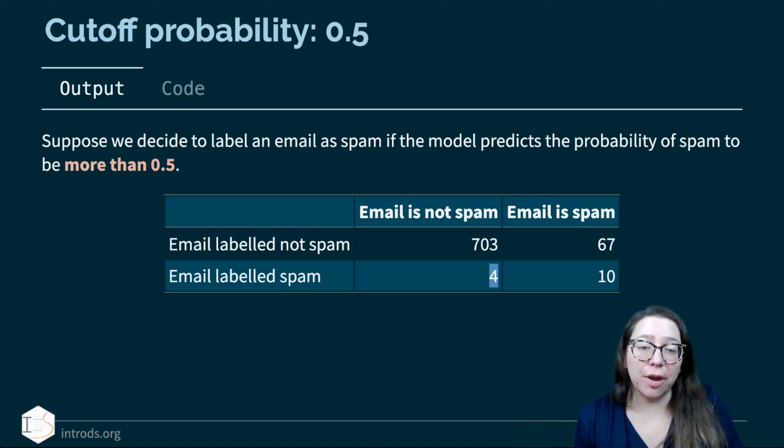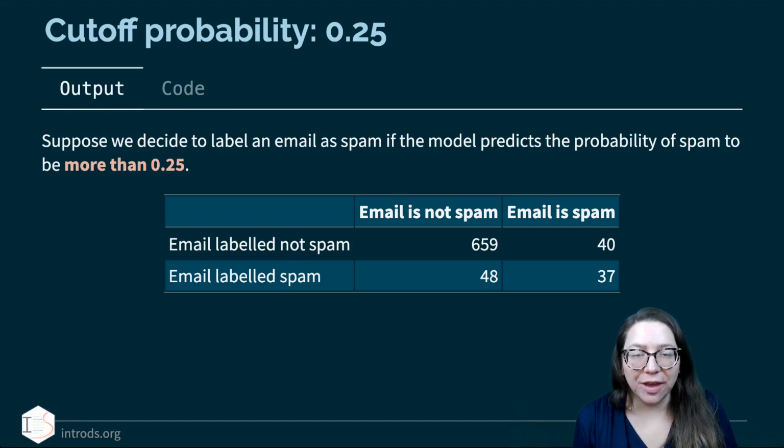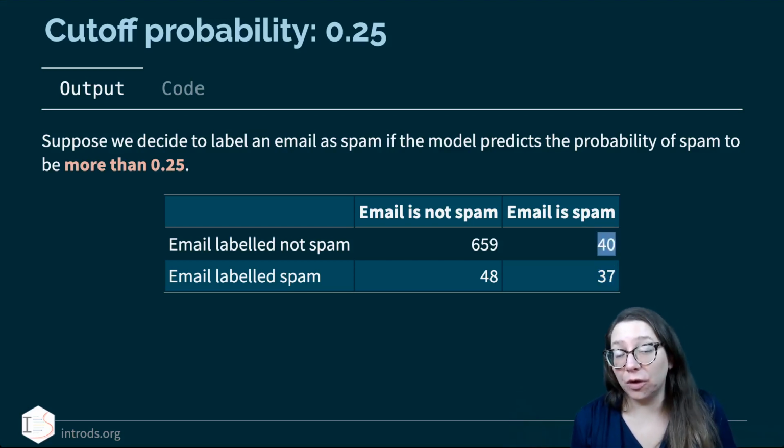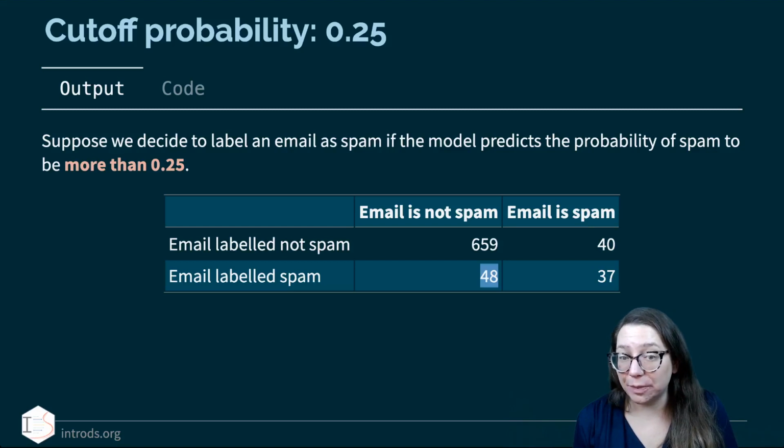We could change that probability to 0.25. So here, if the model predicts a probability of 0.25 or more, or greater than 0.25, we're labeling the email as spam. So in this case, of the 77 emails, 37 of them are labeled spam and 40 not. But now 48 of your real emails ended up in your spam box. And that might be a really high number out of 700 something.